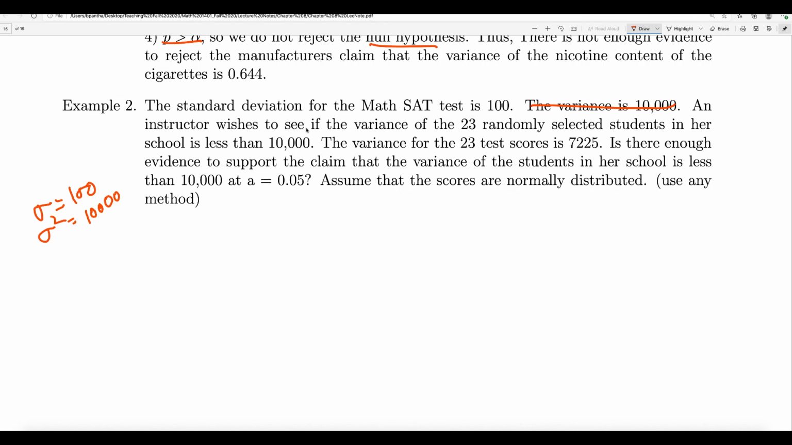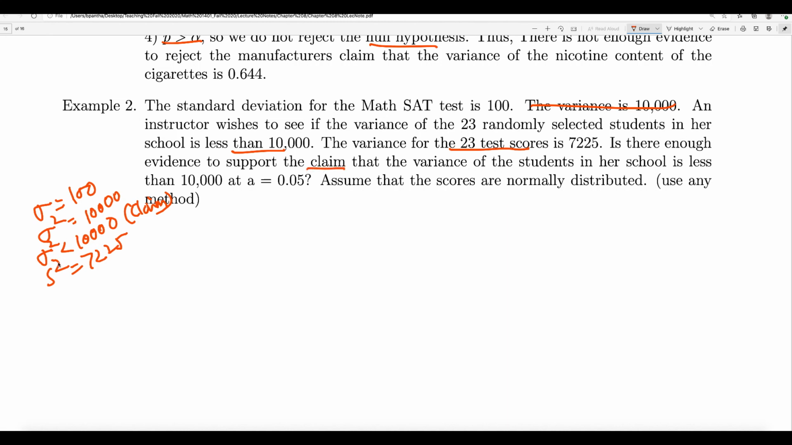An instructor wishes to see if the variance of the test scores of 23 randomly selected students in her school is less than that. So that will be sigma squared less than 10,000, right? That is the claim, and that is the alternative hypothesis, because the null hypothesis is sigma squared equals 10,000. The variance of the 23 test scores is 725. That means s squared is 725. Variance is the sample; that is, the 23 scores are the sample. Is there enough evidence to support the claim?